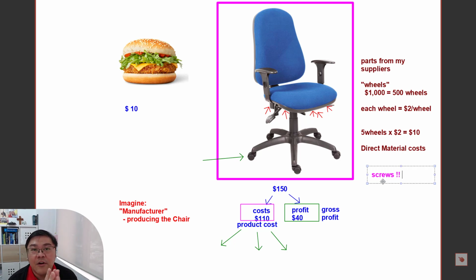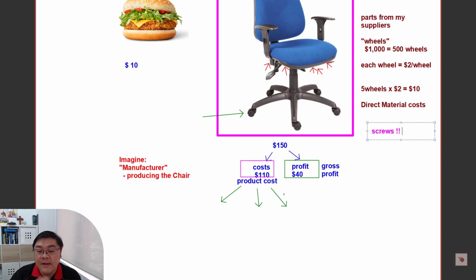The cost of the individual screw is so small that it makes no sense for us to measure the cost of the individual screw. So is a screw material? Yes, it is a material. It is not labor cost. It is not an expense. It is a material. But because the cost of the screw is so small, it doesn't make sense for us to measure and calculate how much of these screws relate to the chair, so we would just call that an indirect material cost.